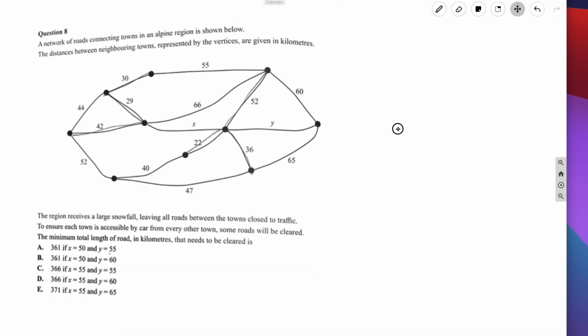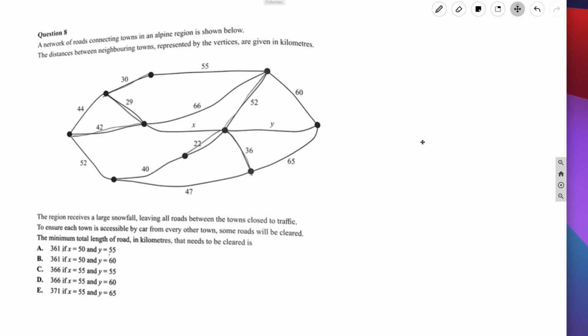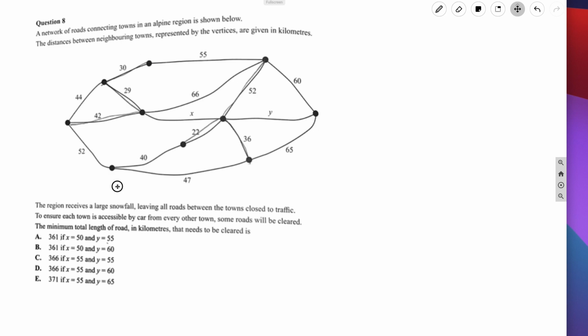And then finally, I think this is the last question. A network of roads connecting towns in an alpine region is shown. The distances between the neighboring towns is shown. The region receives a large snowfall, leaving all roads between the towns closed to traffic. To ensure each town is accessible by car from every other town, some roads will be cleared. The minimum total length of road in kilometers that needs to be cleared is. So this is just a minimum spanning tree. You just need to be able to connect all of them. And they've gone and put X and Y.